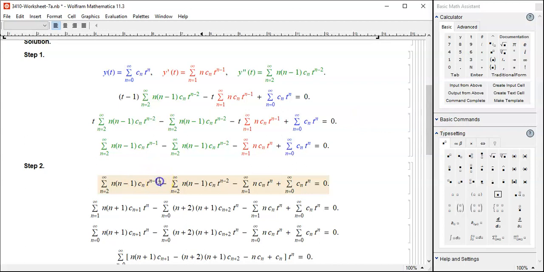You see, the first two series are a bit problematic because we have t to the n minus first power and n minus second power. The other two are okay. We have the nth power and then another nth power. So we have to do some index shifting so that everything becomes t to the nth power. So let's begin.